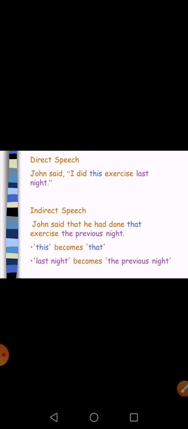Now this would be changed into that. Exercise will remain exercise. Last night, now this specific time would be changed into the previous night. This becomes that. Last night becomes the previous night. So the indirect speech is John said that he had done that exercise the previous night.